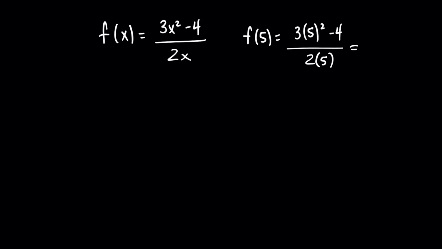3 times 5 squared, so you would do 5 squared first. That's 25, times 3 is 75, minus 4, over 10. So this would be 71 over 10, which is 7.1 if you're a decimal person. Okay? So that's f of 5.